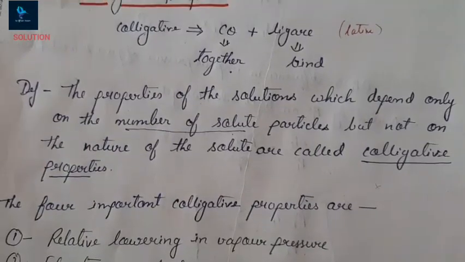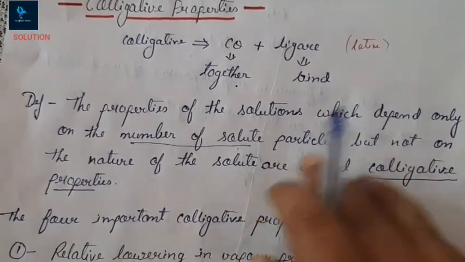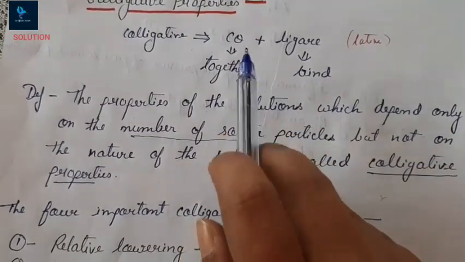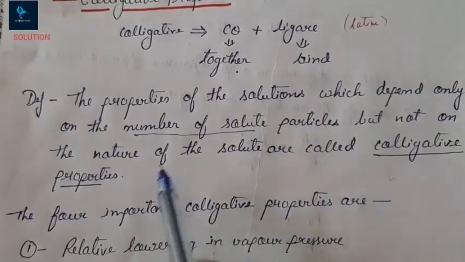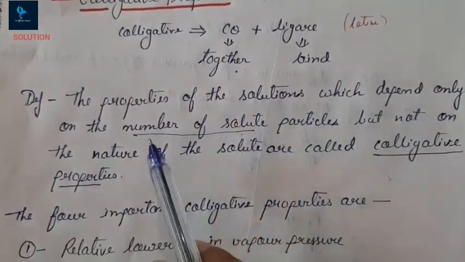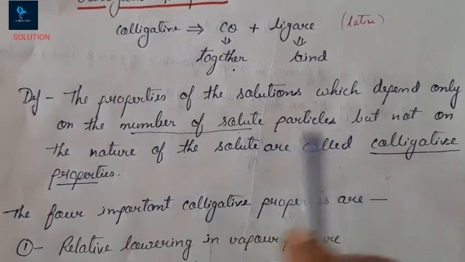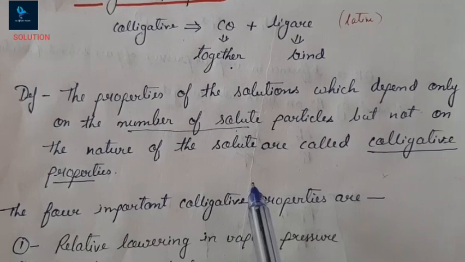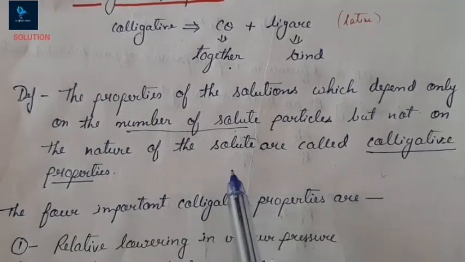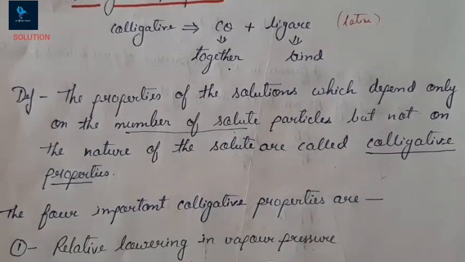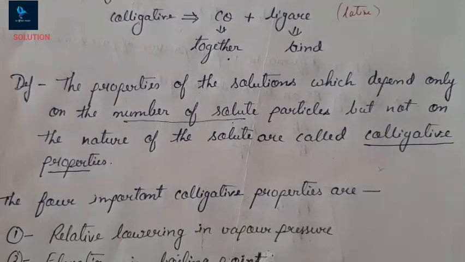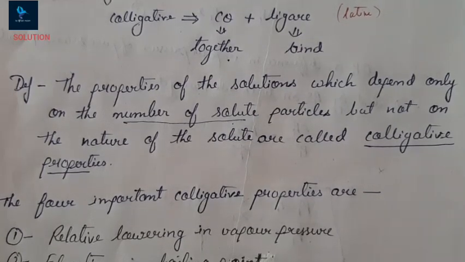Hello student, we have been discussing the colligative properties of solutions. So what is a colligative property? A colligative property of a solution depends only on the number of solute particles, not on the nature of the solute. So it does not matter what solute you take. As long as you know the concentration of that solute, you would know what the colligative property would be, right?